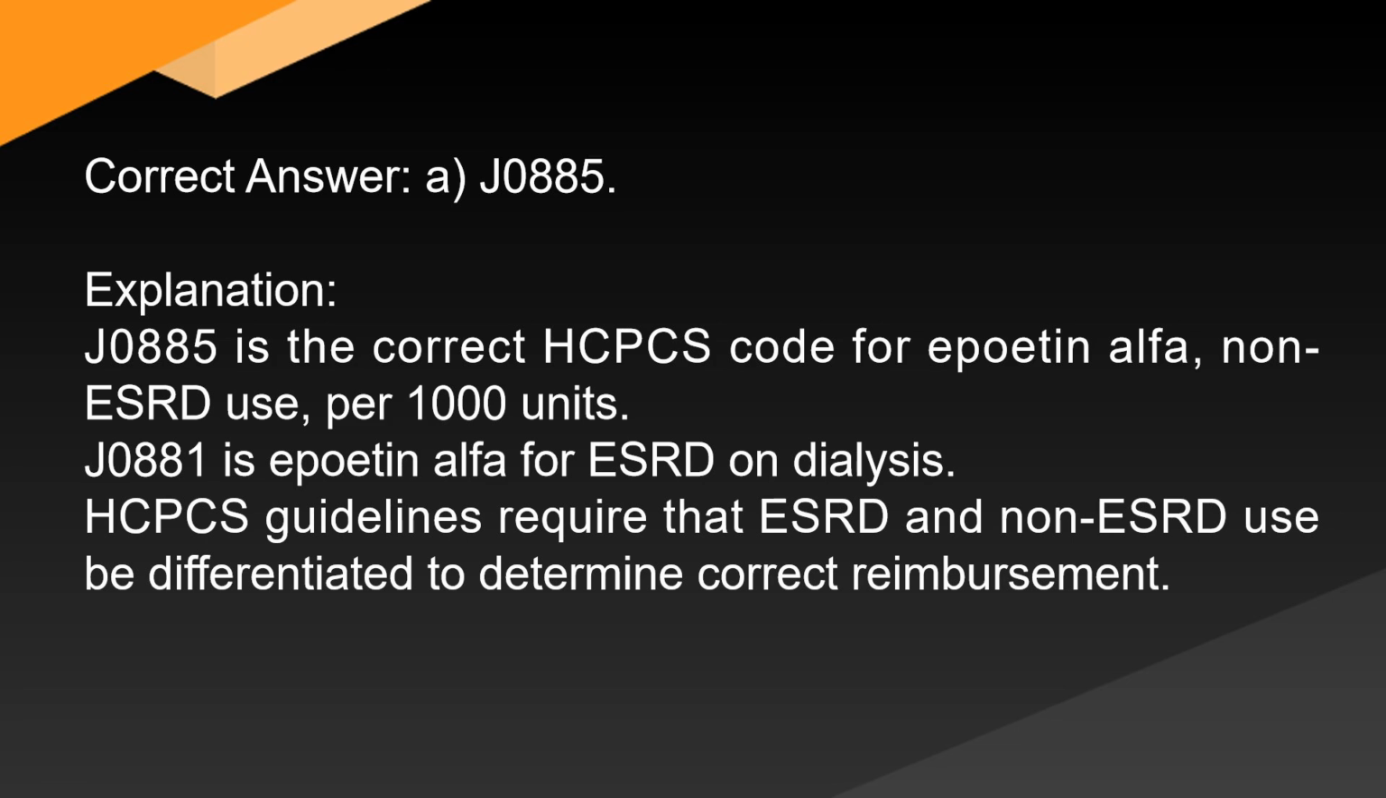J885 is the correct HCPCS code for epoetin alpha, non-ESRD use, per 1,000 units. J881 is epoetin alpha for ESRD on dialysis. HCPCS guidelines require that ESRD and non-ESRD use be differentiated to determine correct reimbursement.